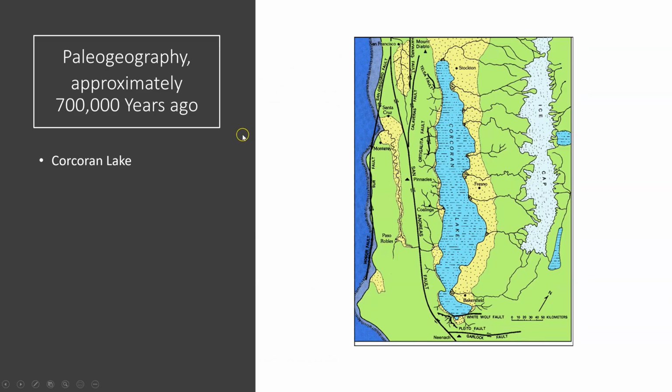So looking at some of the paleogeography, approximately 700,000 years ago, we had Lake Corcoran, or Corcoran Lake. So this was the main lake that was left over after the Central Valley became more of a terrestrial environment. And up until about 100, 200 years ago, there were still some remnants of the lake present in the valley. So if you've ever talked to an old ancestor or grandparent, they might have remembered taking boats up and down the Central Valley. They would have to be around prior to like 1900.